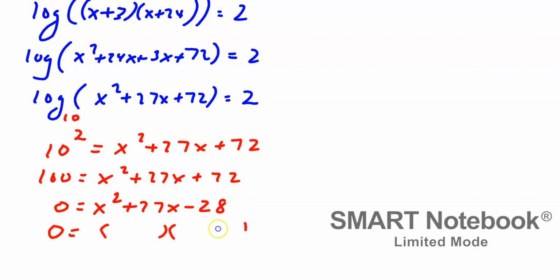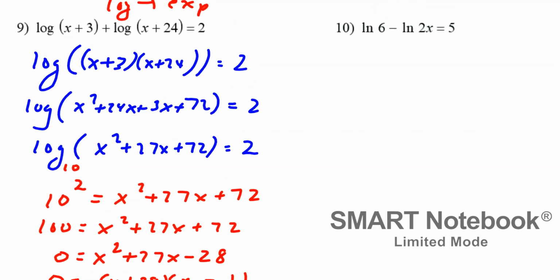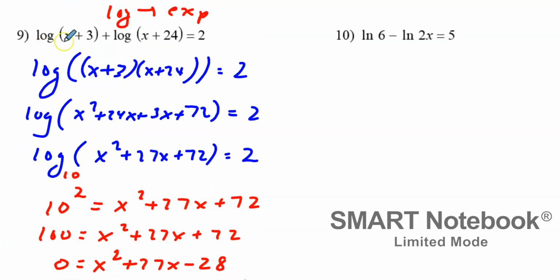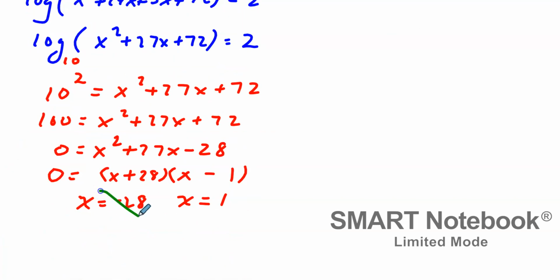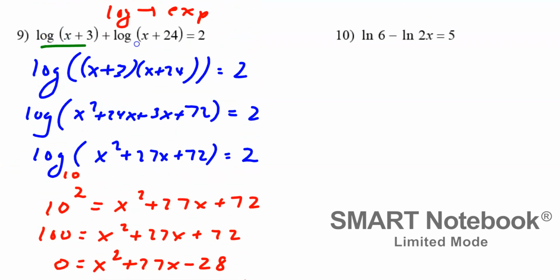This does factor. 28 times 1, positive 28, negative 1 gives me 27, and multiplies to negative 28. So my two possible answers are x equals negative 28 and x equals 1. But as we've discussed, we cannot have a domain of a negative number. And if I tried to take negative 28 and plug it back into my original, I would have log of a negative, which is not possible in the domain. So my only answer is x equals 1. And of course, you could always take 1, plug it in to the original equation. If you do, you should get both sides equaling 2.